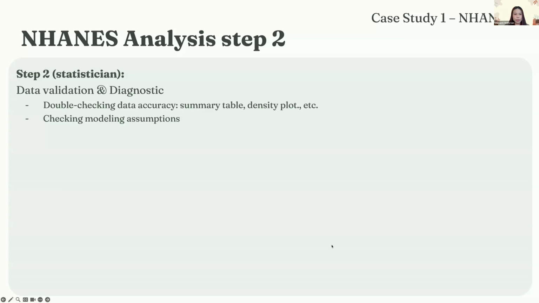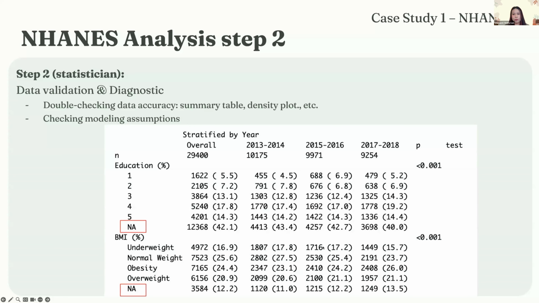I usually start with the Table 1, the demographic characteristics table. This helps me double-check my cleaning. For example, if I see a lot of missing data in one variable, like the NAs you see here, I'll go back to the ENHANCE dictionary to check if that's expected. ENHANCE documentation often lists the number of missing cases, so this step helps confirm data accuracy.